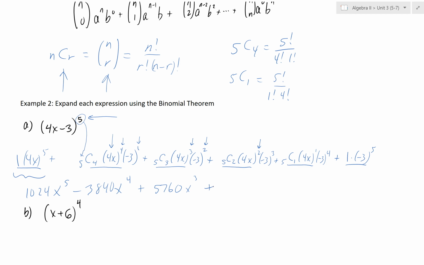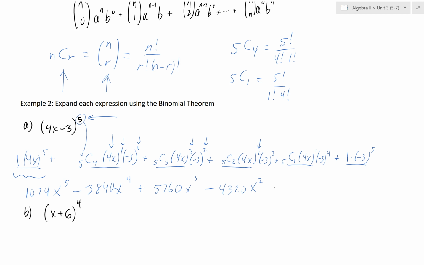Okay, Paige, what did you get for the next term? 4320 x squared. Positive or negative? Positive. So don't we have negative 3 to the third power? So it'd be negative. So negative 4,320 x squared. Do you guys agree with that? Yes. Okay.